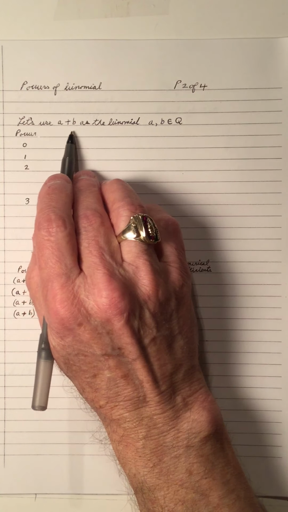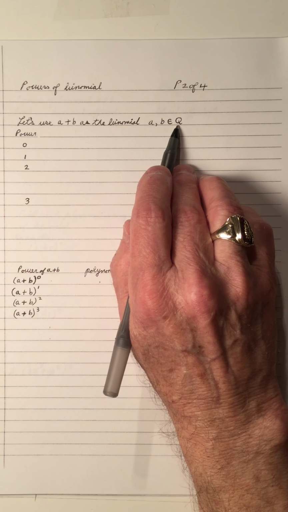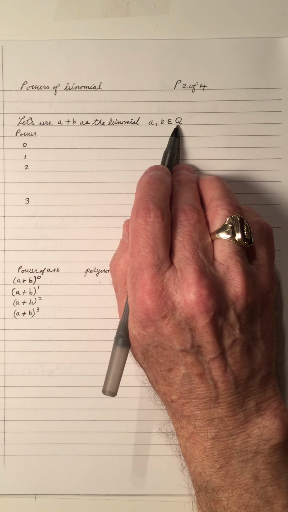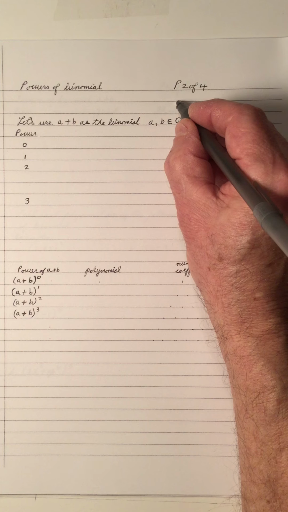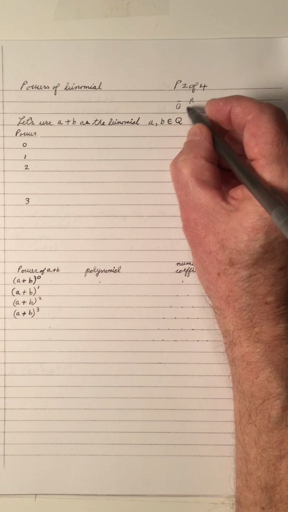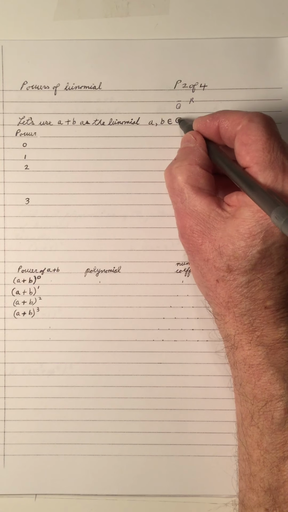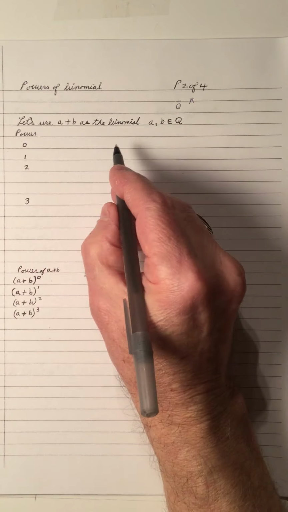Let's use a plus b as a binomial, where a and b belong to Q, and Q stands for the rational numbers. The irrational numbers are Q with a bar above it, and then there's a set of real numbers which has both of these rationals and irrationals in it. But I'm going to look at a plus b as the binomial.